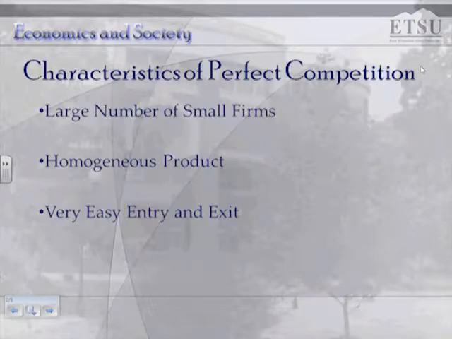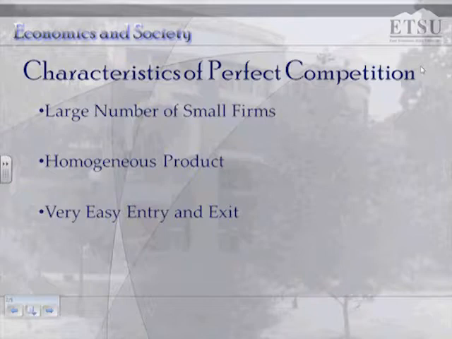So the three main ways we differentiate markets is by the number of firms and what kind of product they produce and how easy or difficult it is to enter the industry. So the perfectly competitive market, remember, this is perfectly competitive. It's kind of ideal. There's probably not really perfectly pure competition. We have industries that are more competitive than others, and we'll talk about that as we proceed.